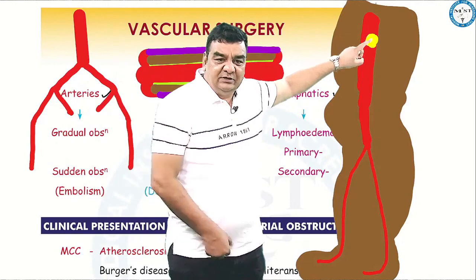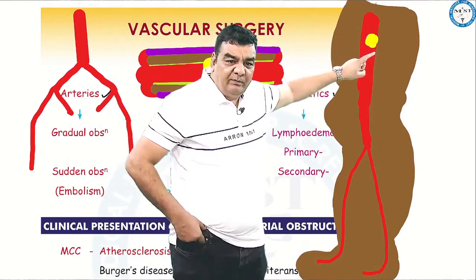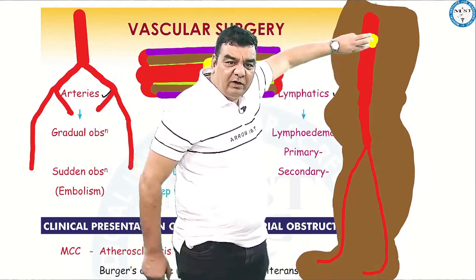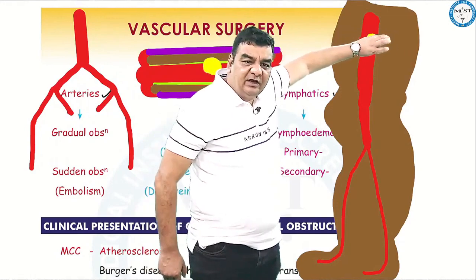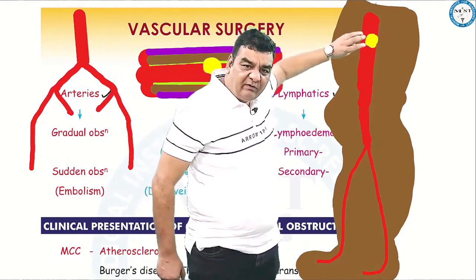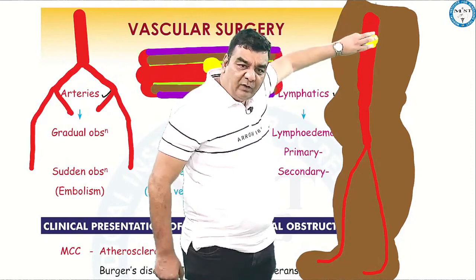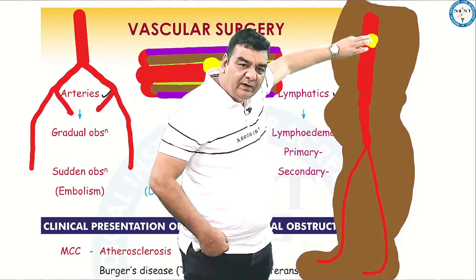We feel this just beneath the groin crease, that is 2 centimeters below the mid-inguinal point. And to feel these pulses, we put our 3 fingers over the artery and try to press the artery against the bone. So we feel the femoral pulses 2 centimeters below the mid-inguinal point.